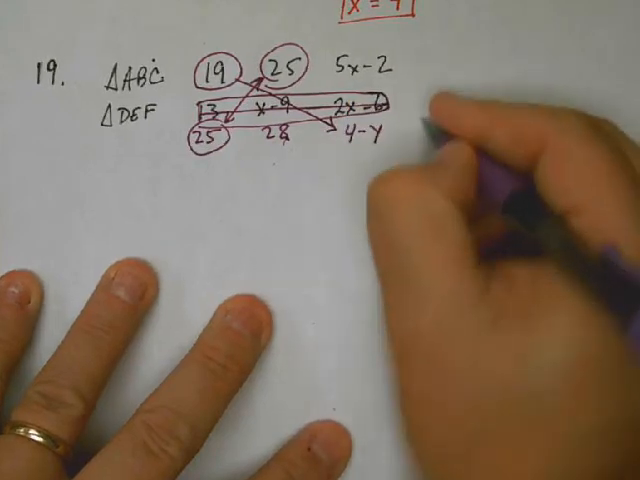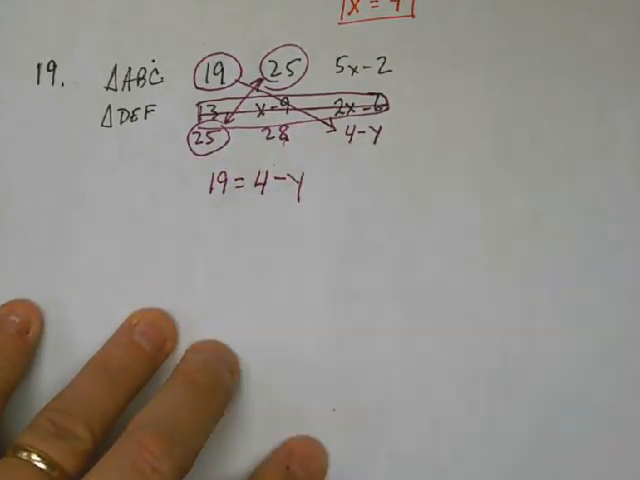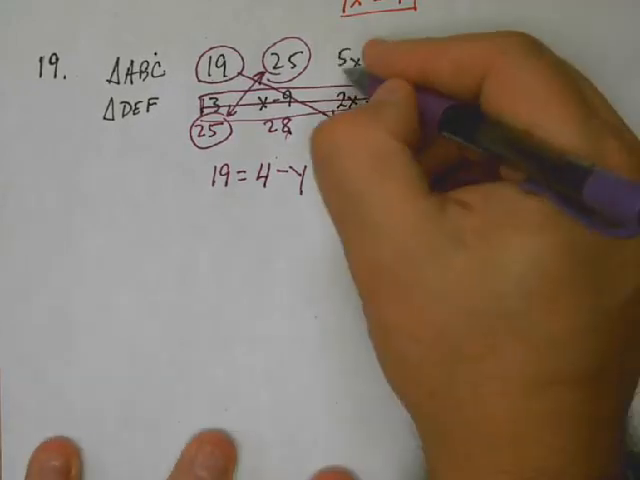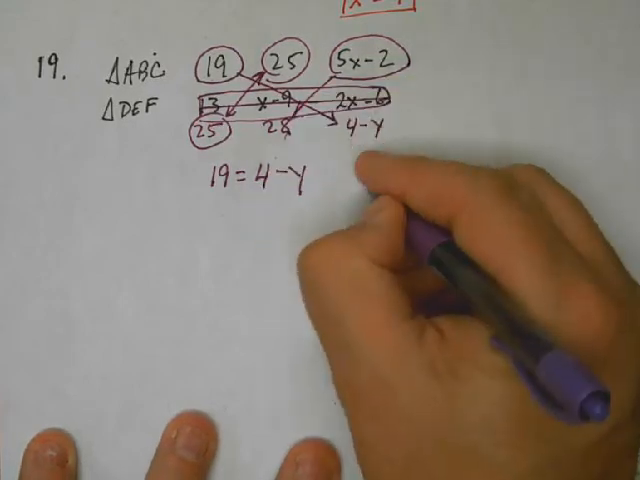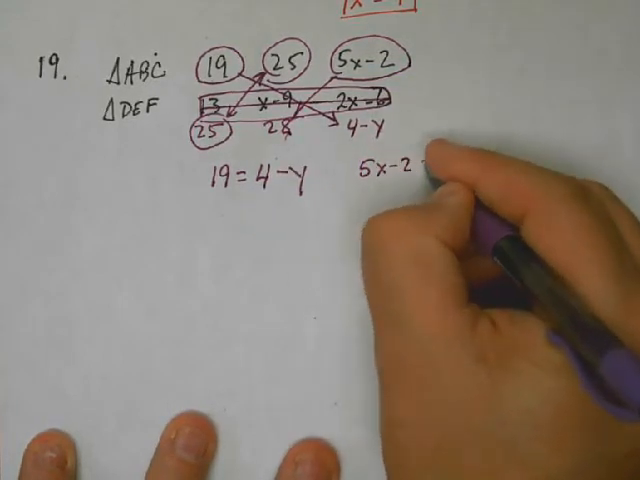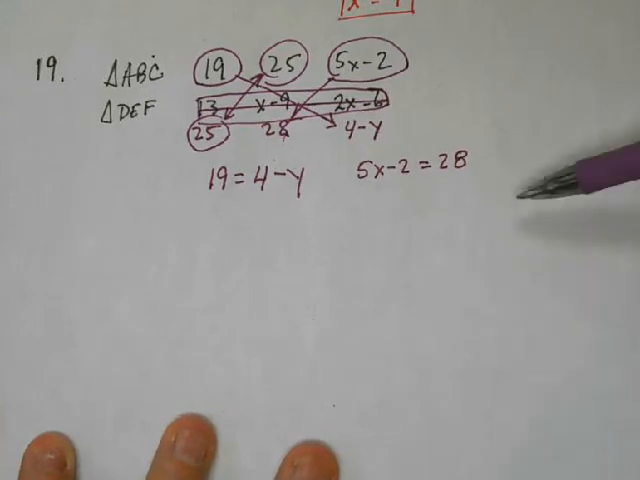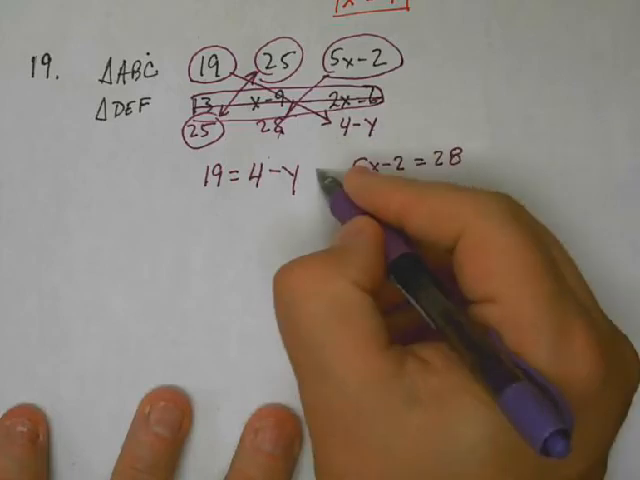4 minus y. So I'm going to go ahead and bring that down here and set up an equation. Don't solve it yet, just hold on. We're going to solve it soon enough. And then the last set would be this side to 28. So 5x minus 2 is equal to 28. Got it? Now, solve for both x and y in both of those equations.